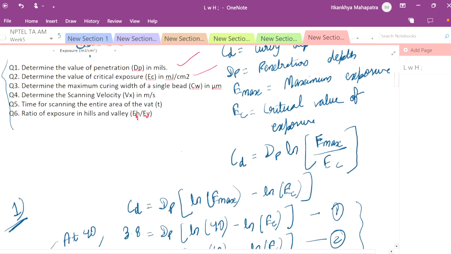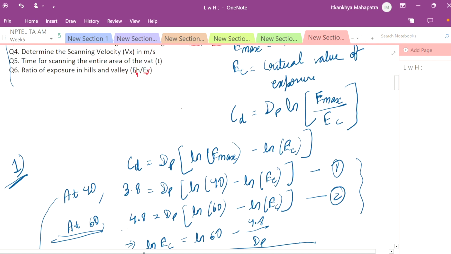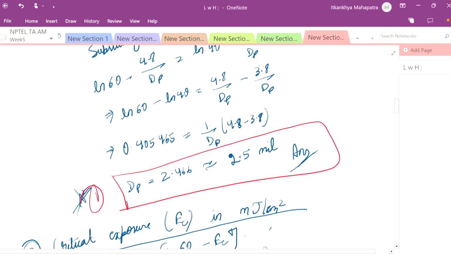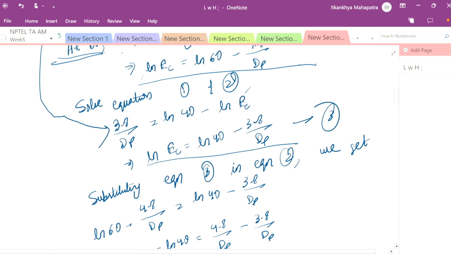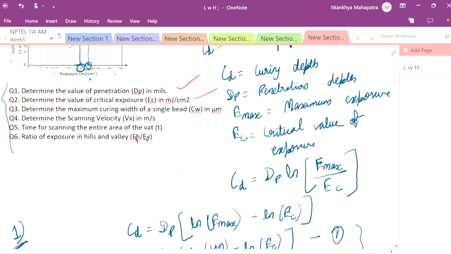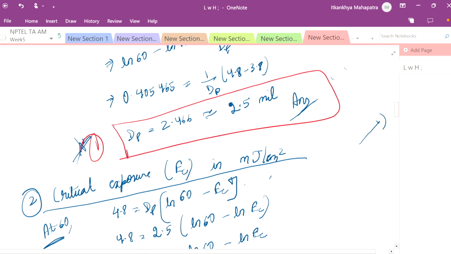So from question 1 you have to find out the value of penetration depth. With this formula you find out at 40 and 60, put the curing depth and penetration depth, and by solving the two equations you will get your penetration depth. This penetration depth is 2.5 for me when I have taken the value of exposure at 40 and 60. But again, if you take a different exposure, your penetration depth may vary, but it will come within the given range.